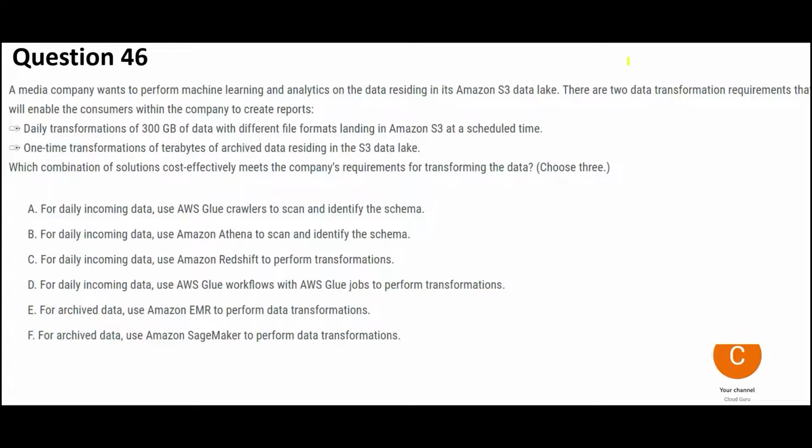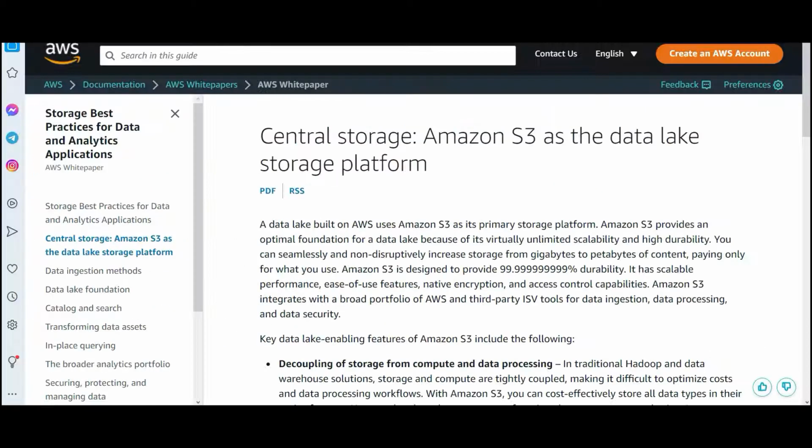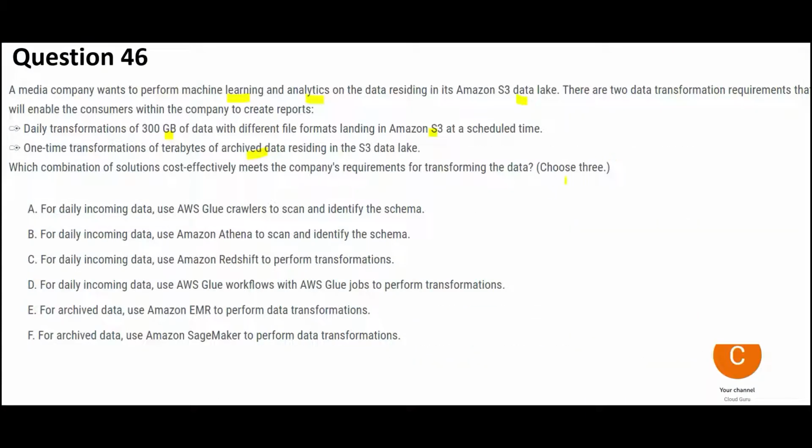See, this is a very unique problem. What you have to do is provide a solution for two scenarios. First is the daily transformations for 300 GB of data that is on S3, and the second is the archive. You have to process the data which is in archive as well. So you are clear, there are two requirements, one for daily, one for archive. And the data is stored in an S3 data lake at this point in time, and this data is used for machine learning and analytics purposes. You can pause this video and read this carefully about the S3 data lake. We need to choose three answers.